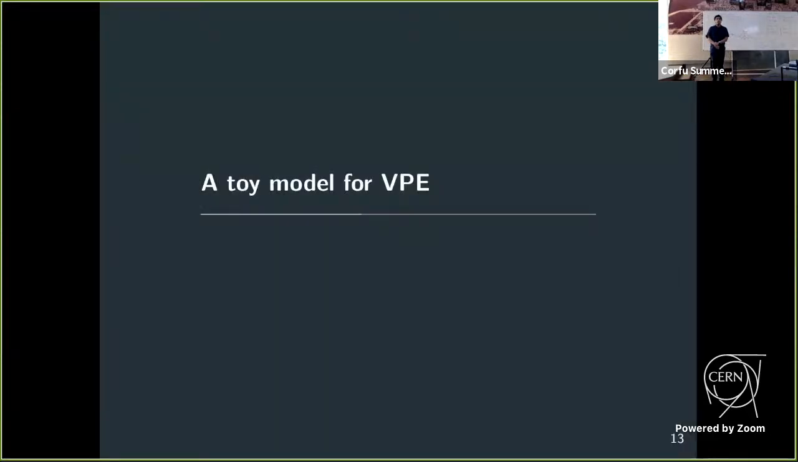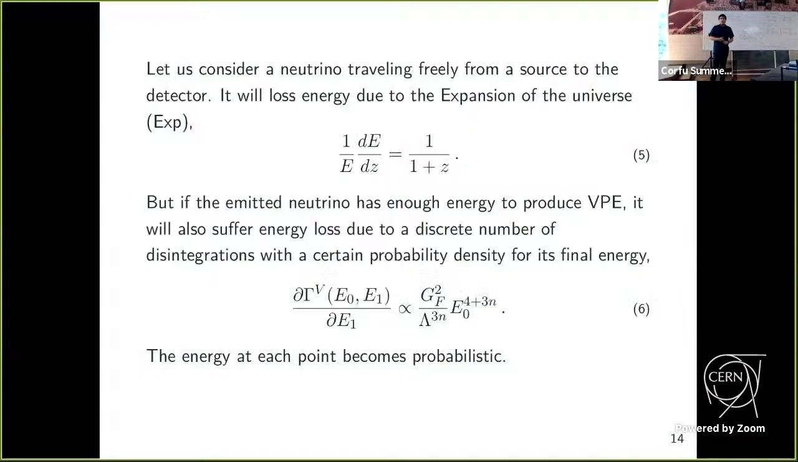Then, how do we compute this toy model? Well, we can start by considering a neutrino that travels freely from the emission to the detection, and it is going to lose energy just by the expansion of the universe. But this loss of energy is perfectly defined, it is just the redshift. But at the moment this neutrino has enough energy to produce vacuum pair emission, the neutrino will suffer a certain number of disintegrations during the travel, and in each disintegration the neutrino will have a probability density for the final energy. So now the energy of the neutrino becomes probabilistic. We don't know the exact energy of the neutrino, so it's difficult to follow the neutrino during the trajectory.